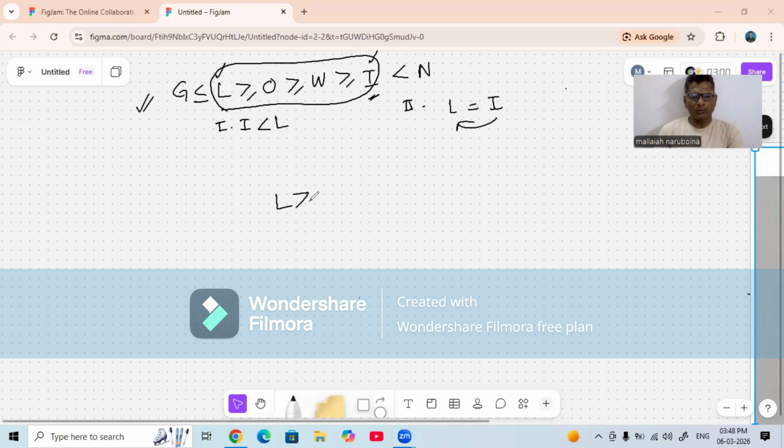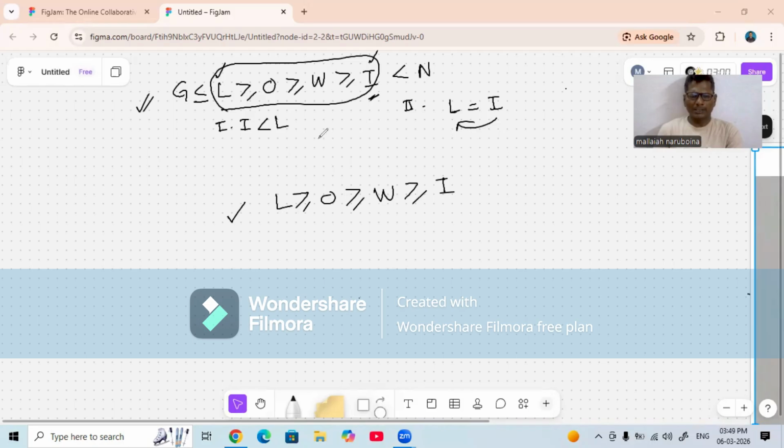L greater than or equal to O greater than or equal to W greater than or equal to I. I want I and L, or L and I. Both are the same. If you want to write more clearly, you can write I first. If you want to write in reverse order, just change the symbols. We want L and I.